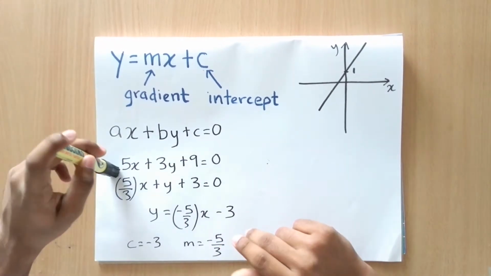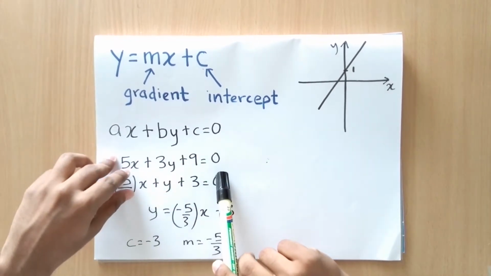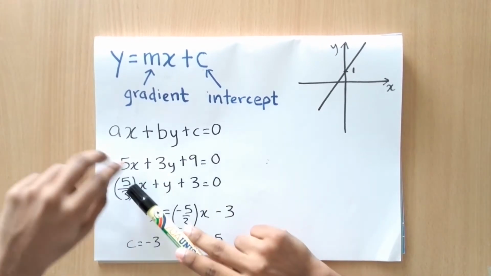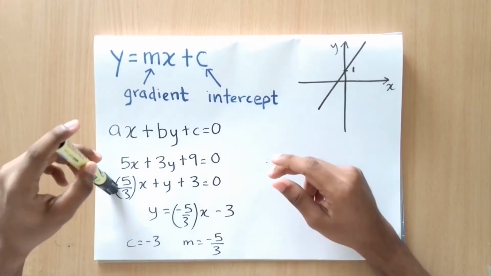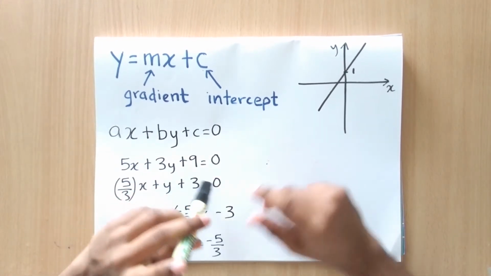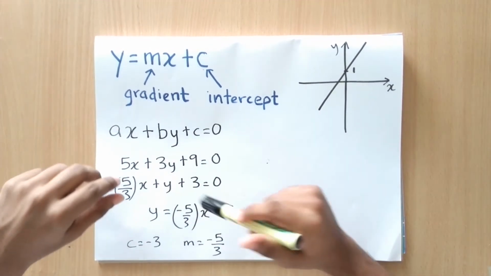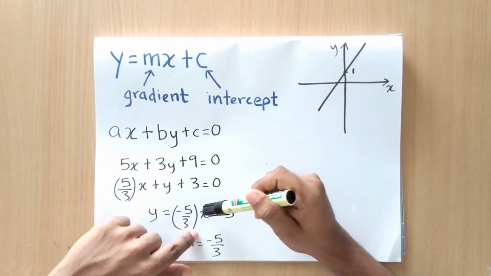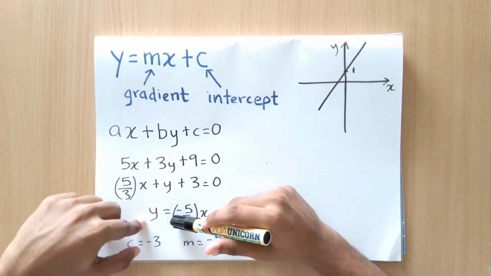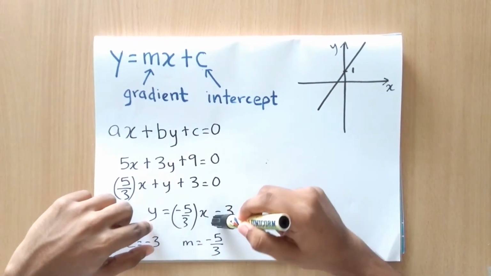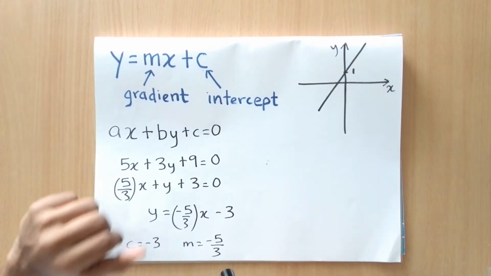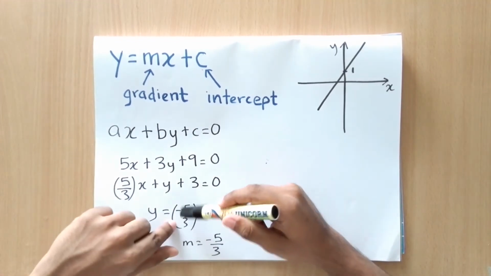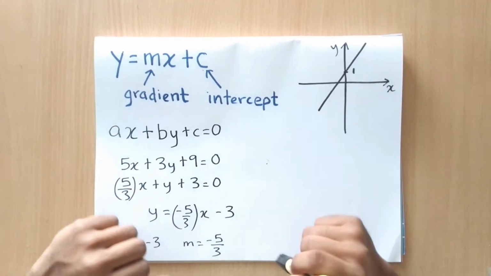For example, 5x + 3y + 9 = 0 is in the form ax + by + c = 0. When divided by 3, we get 5/3 x + y + 3 = 0. By rearranging this, we get y = -5/3 x - 3. Now this is in the form y = mx + c. So now we know that the intercept c = -3 and the gradient is -5/3.